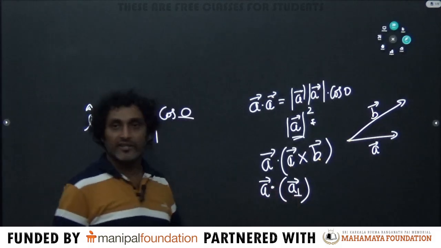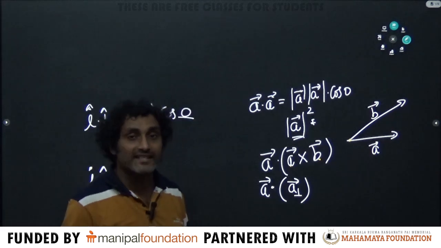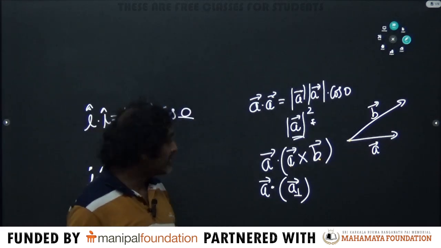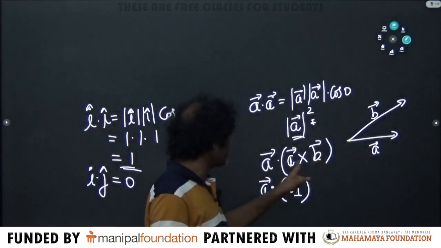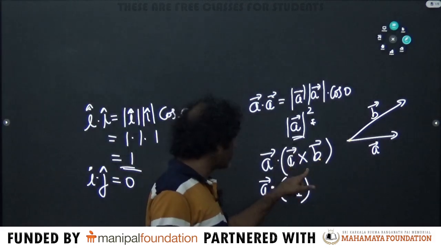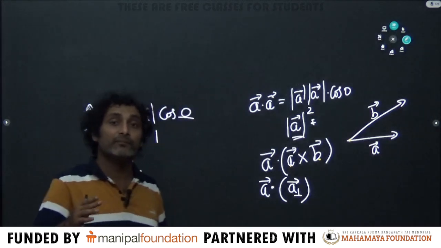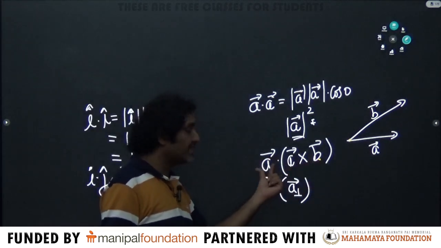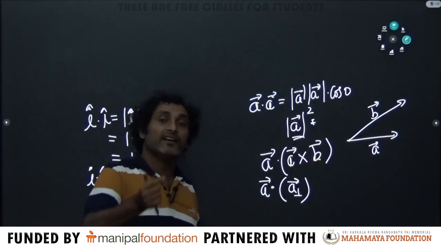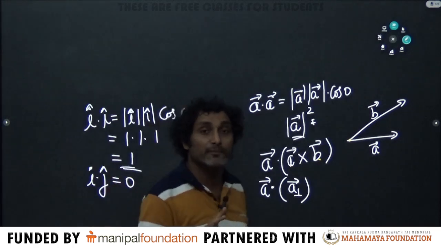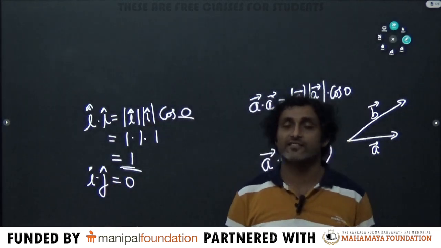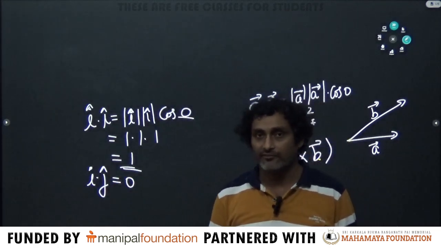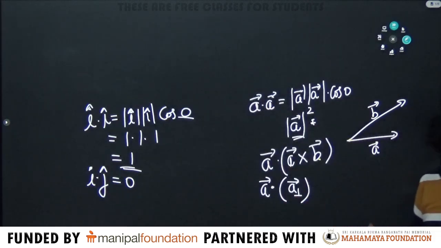So what's the dot product when the angle between the two is 90 degrees? Isn't it 0? So whenever the same letter repeats in a dot product with a cross product inside, the answer you get is 0, because this vector and this vector are perpendicular, and we know that the dot product of two perpendicular vectors is zero. This is a concept. Understood? Yeah, so this also is done.